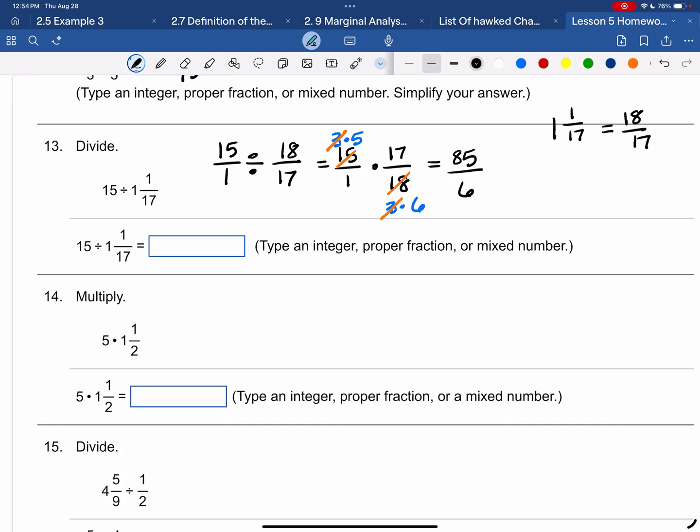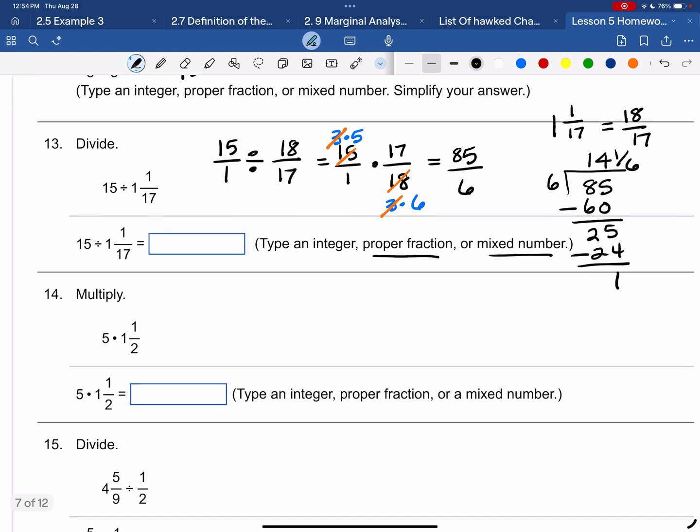Now, we don't leave an improper fraction. They say a proper fraction or a mixed number. So we've got to change this to a mixed number because that's an improper fraction. So the way we do that is we divide 6 into 85. 6 goes into 8. 1 times 6 is 6. Subtract. I get a 2 and a 5. 6 goes into 25. 4 times 6 is 24. Subtract. I get a 1. 6 won't go into 1. So that's my remainder, 1 over 6. So 14 and 1/6.